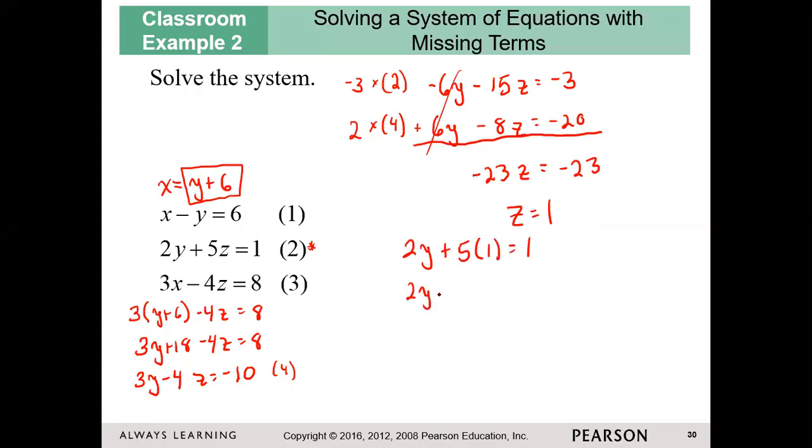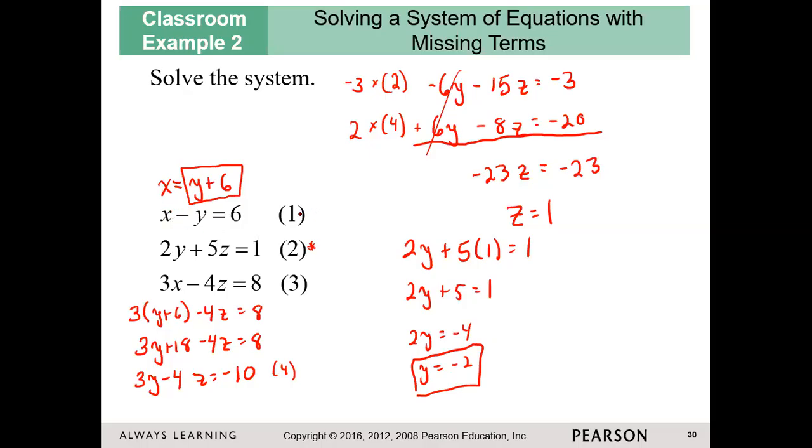So 2y plus 5 is equal to 1. 2y is equal to -4. Y is equal to -2. So we have our second variable out of the three that we're looking for, and we can use this to figure out what x is right here in equation number 1.